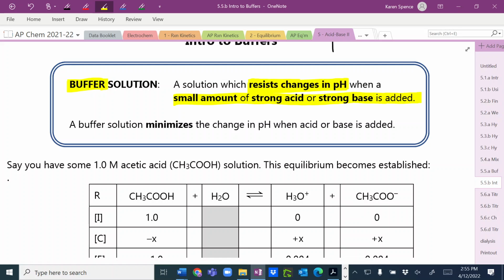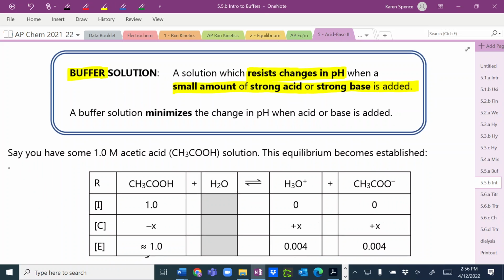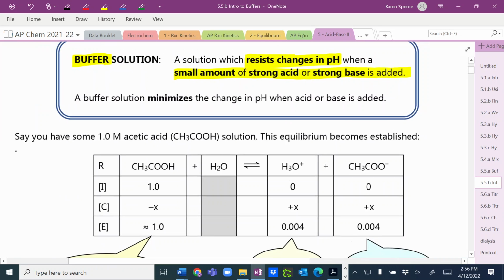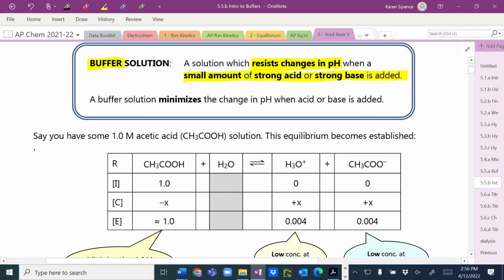You could add a small amount of a weak one, it's just that it gets really complicated. So we're not going to give you calculations around it when you're adding a weak one, because then you end up with 3 different equilibria all competing with one another. It's not that it doesn't work, but the math gets complicated. So we will only be looking at the math with the strong acid and strong base. The buffer minimizes the change in pH when acid or base is added. So let's just say you have some 1 molar acetic acid.